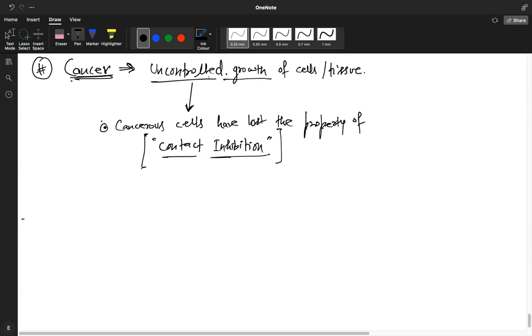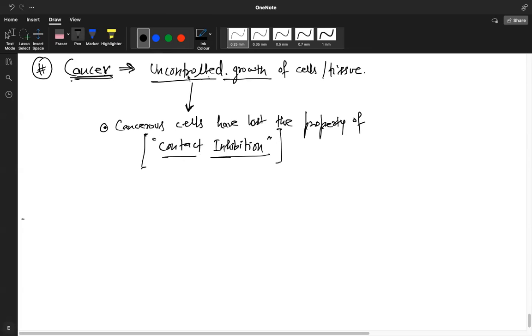Now, why is this property lost, or what's happening? What causes cancer? Sir, can you explain again what is contact inhibition? Yes, whenever there is any wound in our body, any cells are missing, we always have cells in our organs that divide and repair the injury or replace the missing cells, right? Yes, sir. Make sense? Yes, sir.